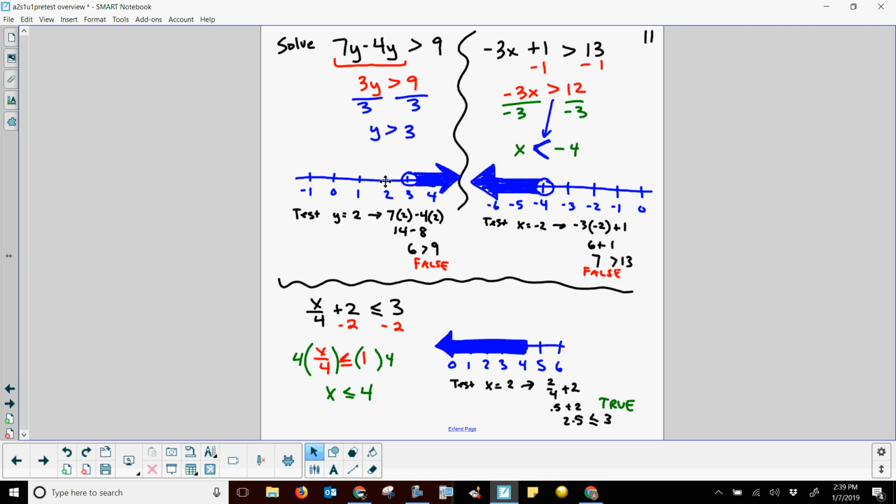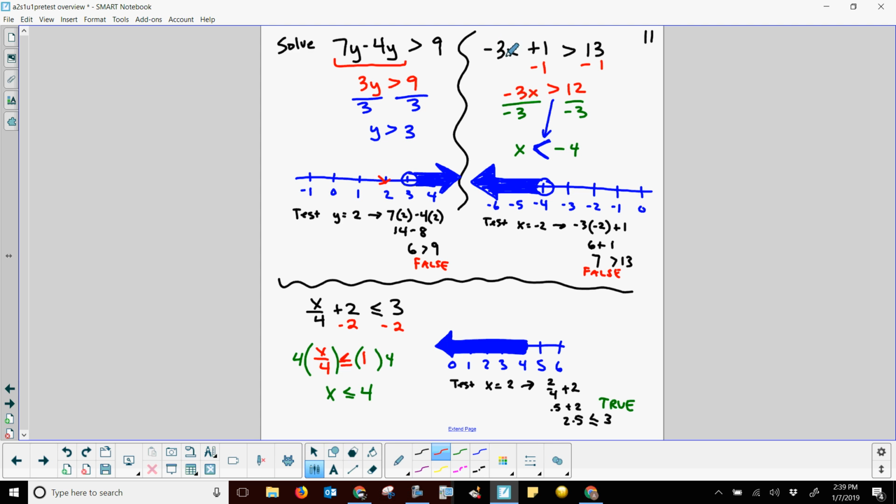So have some sort of test point. I'm going to test 2. If you're not really sure which way to solve, test 2. Well, let's go back to the original. 7 times 2 minus 4 times 2. 14 minus 8 is 6. Is that greater than 9? False. So we know that is not going to work, so we shade the other direction.